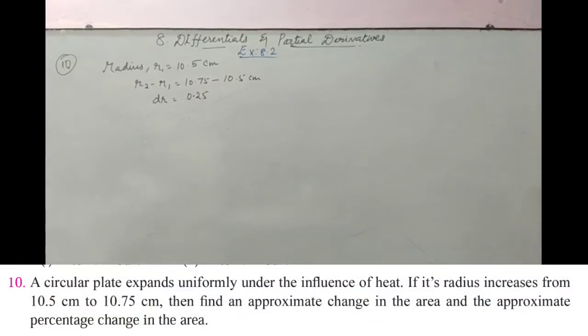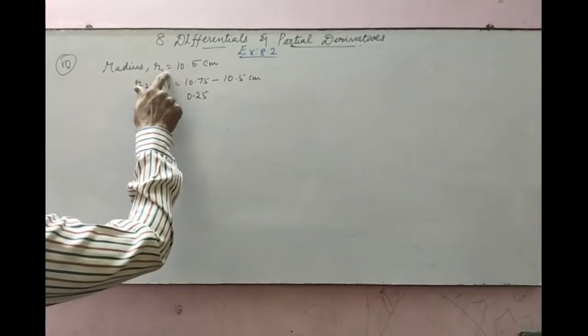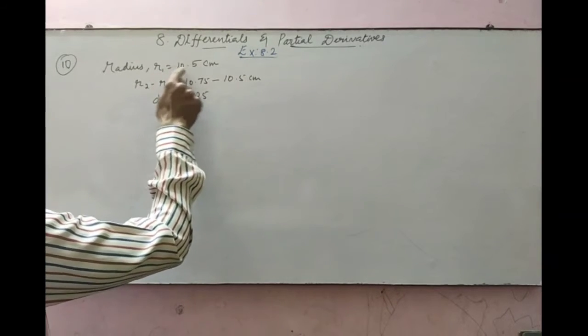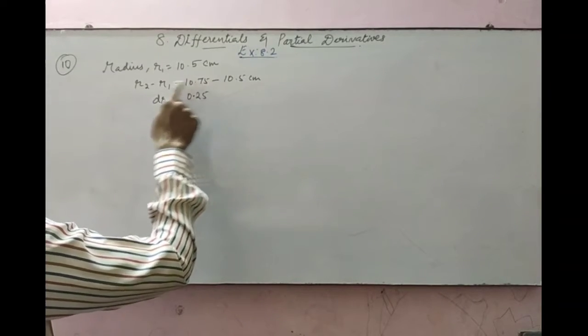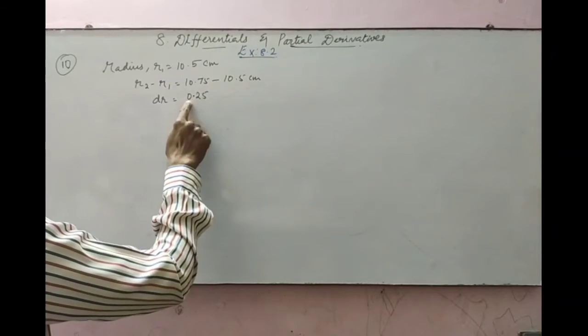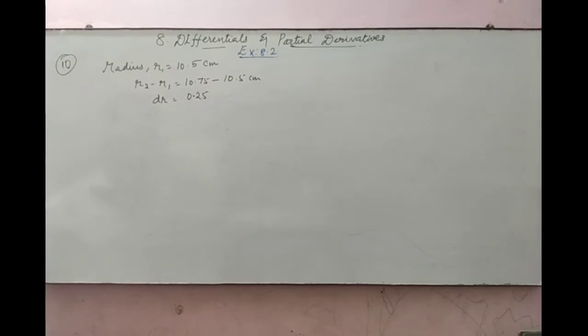Next, in the 10th question, a circular plate expands uniformly under the influence of heat. If its radius increases from 10.5 centimeter to 10.75 centimeter, then find an approximate change in the area and the approximate percentage change in the area. In this circular plate of radius r, we have to take R1 as 10.5 centimeter, then one more radius which is expanded to 10.75 is given. So R2 minus R1 gives 0.25, that should be taken as dr.